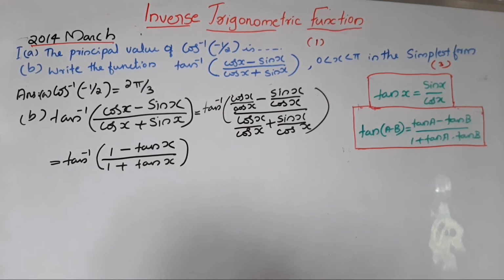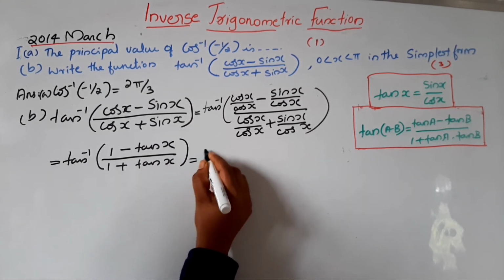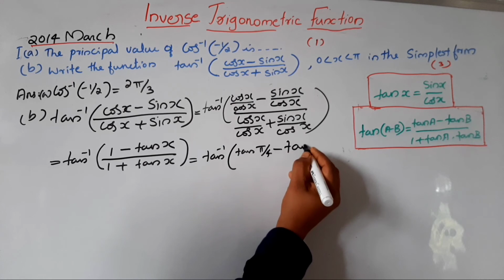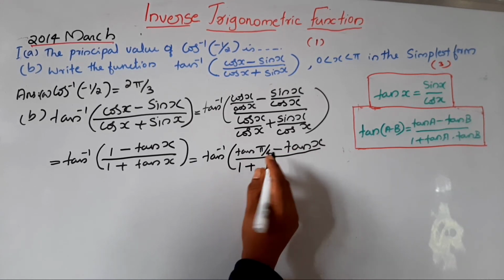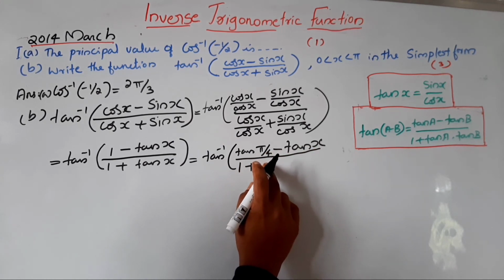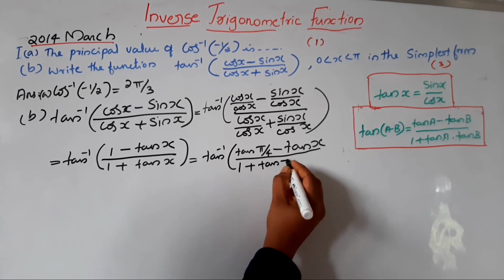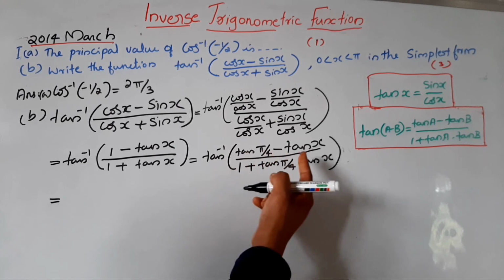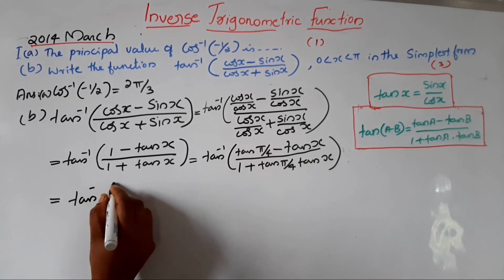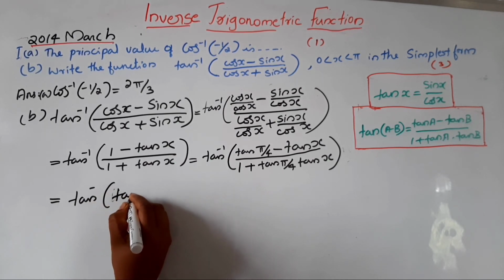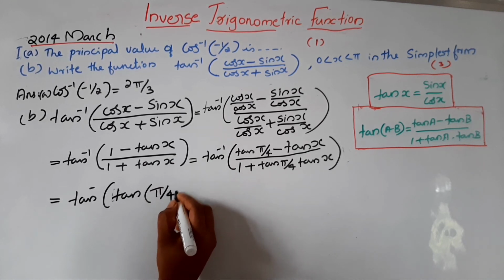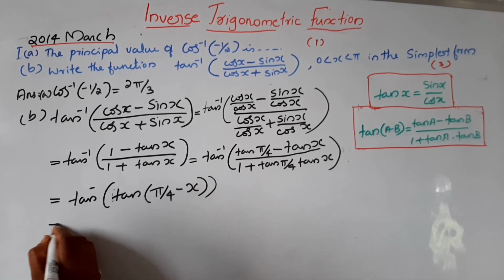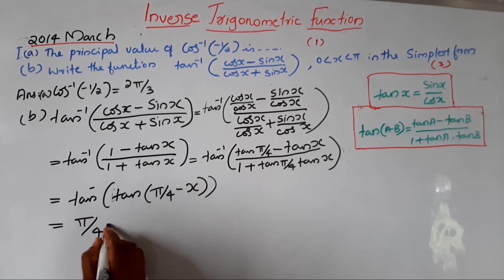Here we can write 1 as tan pi by 4. So tan inverse of tan pi by 4 minus tan x divided by 1 plus tan pi by 4 into tan x, which is the formula for tan a minus b. So we get tan inverse of tan of pi by 4 minus x, and tan inverse of tan x gives x, so the answer is pi by 4 minus x.